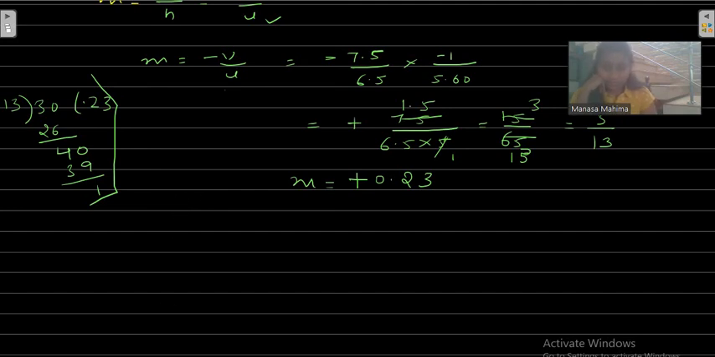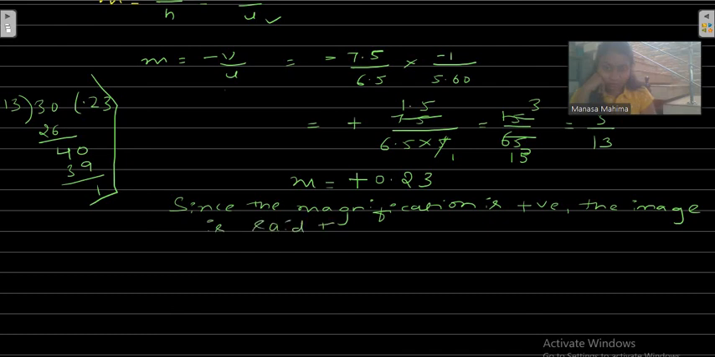Okay, so you can write here, since the magnification is positive, the image is said to be virtual. From the sign of m, you will get to know whether the image is real or virtual. Since you are getting m to be positive, you will say the image is virtual. Okay. This is how you can solve the problem.